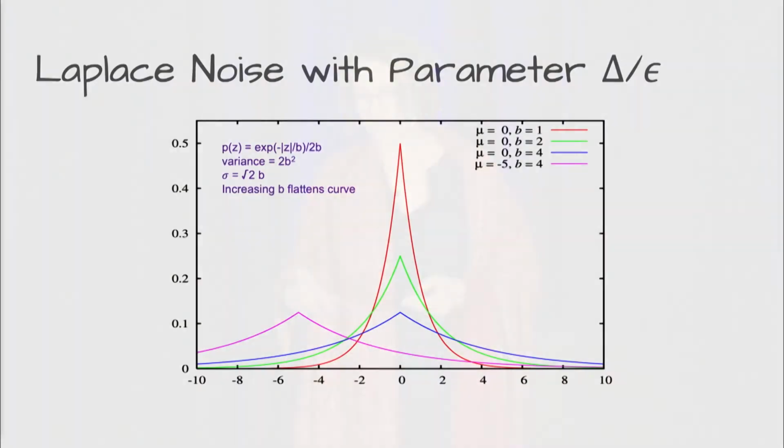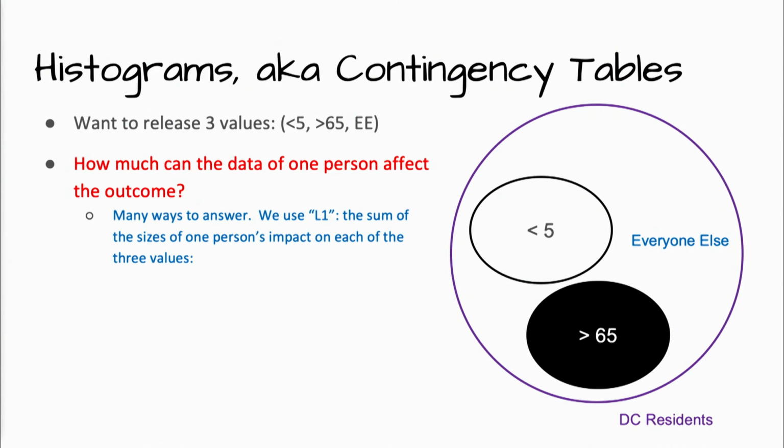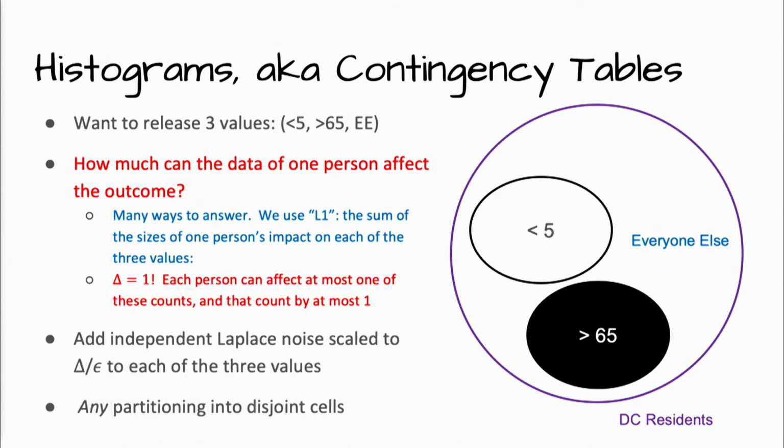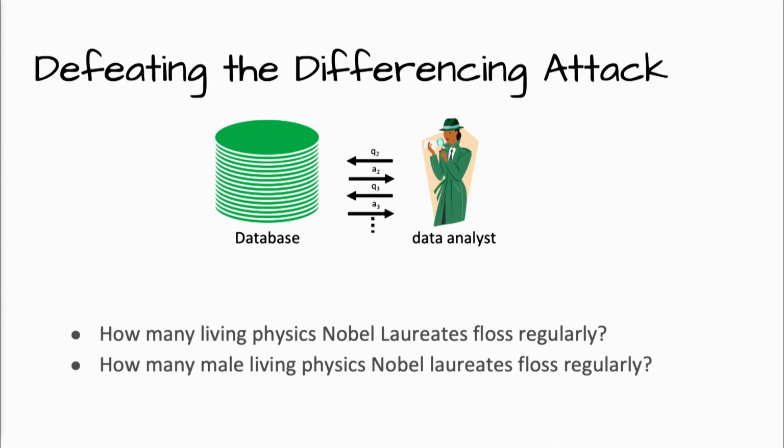And the right distribution turns out to be the Laplace distribution described here. Its standard deviation is square root of 2 times the parameter for the curve, which is delta over epsilon. Okay, so I was going to give you more examples, but I have 3 minutes left. So I want to move on to, we can talk about defeating the differencing attack.